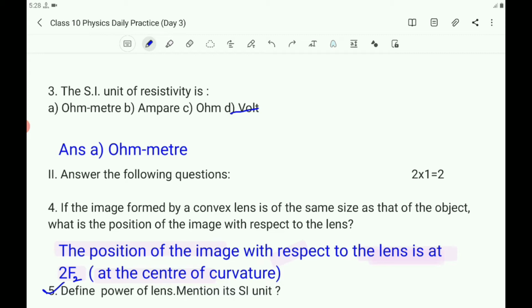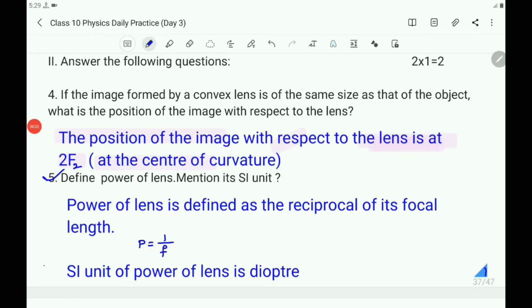Therefore, you can define the power of a lens. The power of a lens is defined as the reciprocal of its focal length. So write that: power of a lens is defined as the reciprocal of its focal length. That is P equals 1 by F, and the SI unit of power of a lens is diopter.